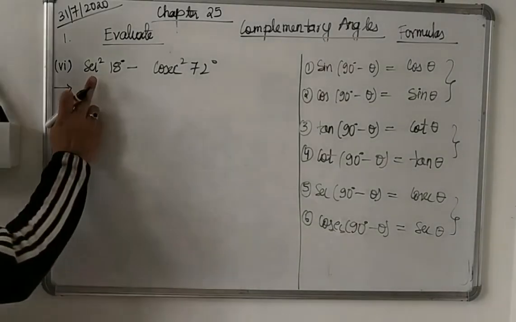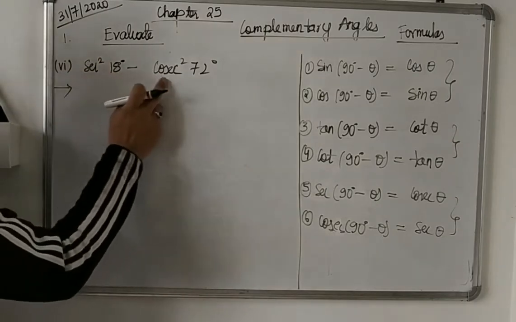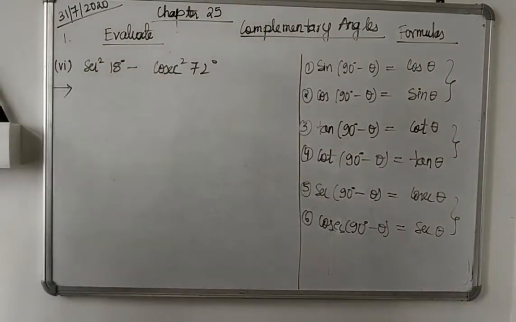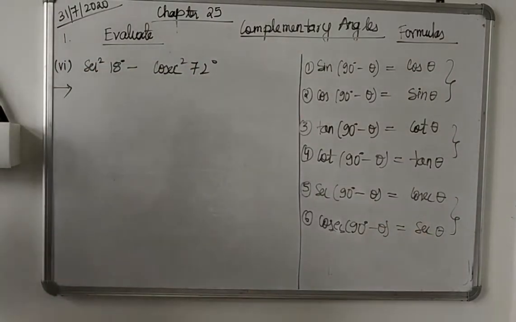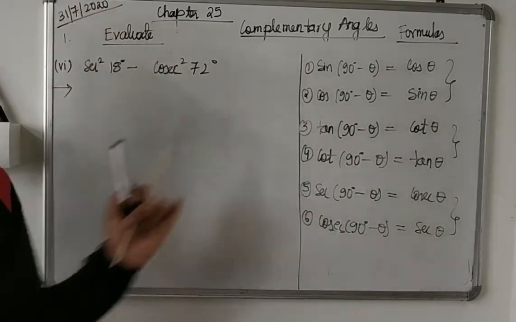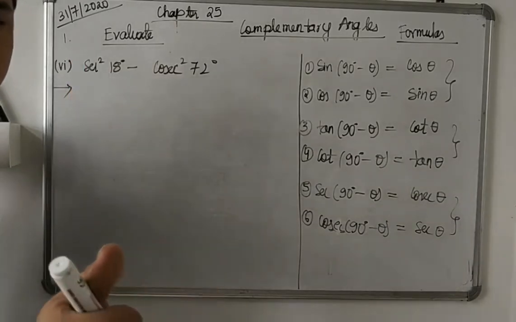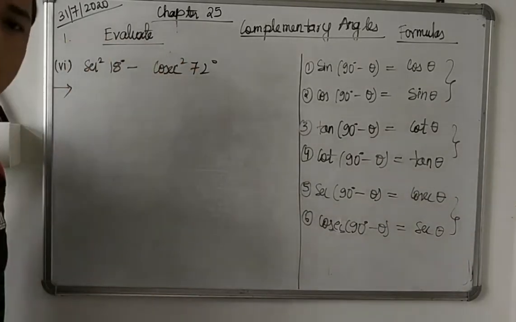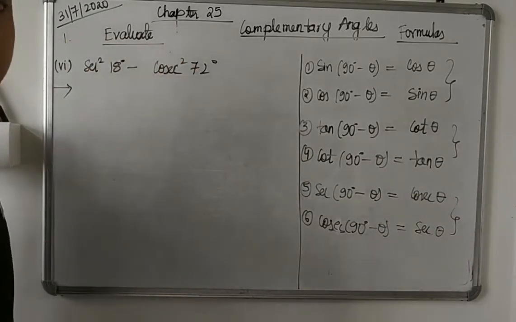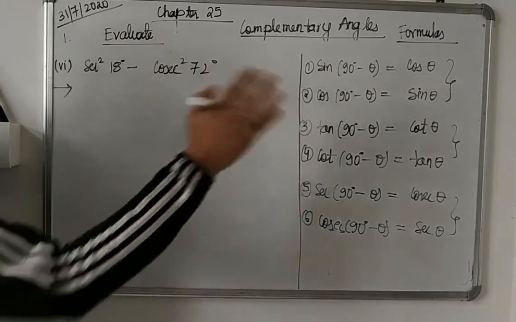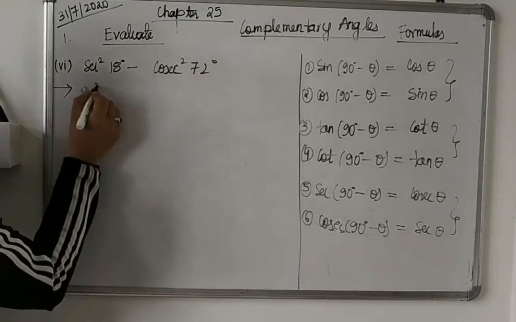Question number 1, part 6 says sec square 18 minus cosec square 72. Okay, now don't get confused with the square. Just forget about the square for the time being. Just look at 18 and 72. Are they complementary? 18 plus 72, yes, they are complementary to each other. So change any one of them, which means keep your square as it is.